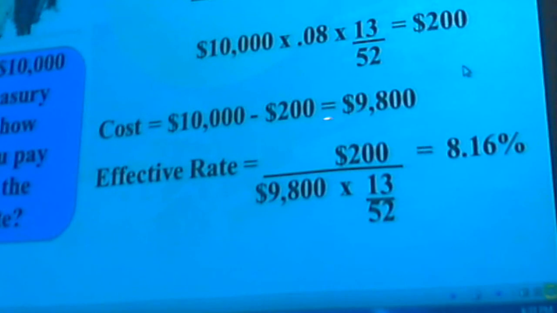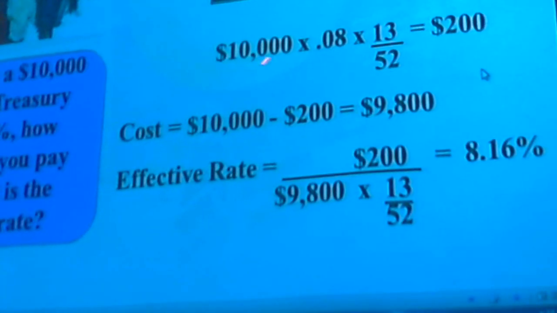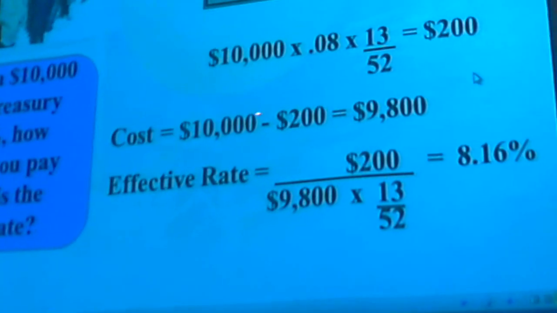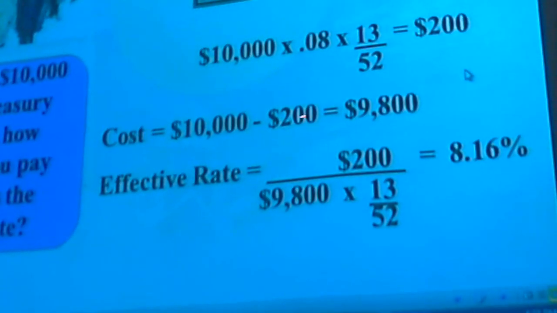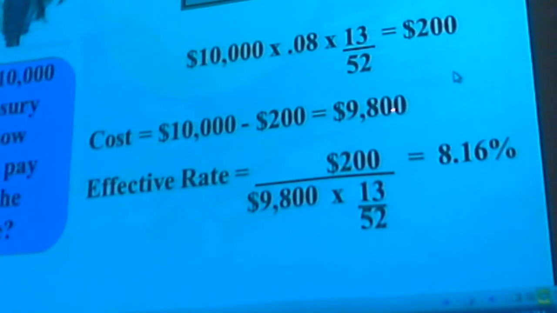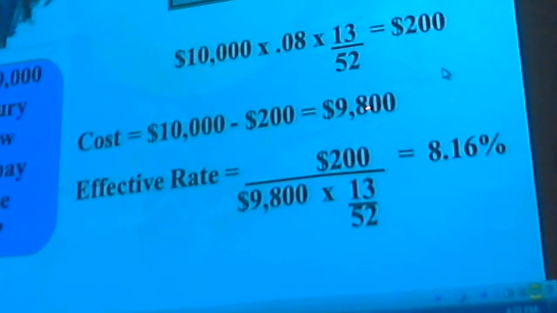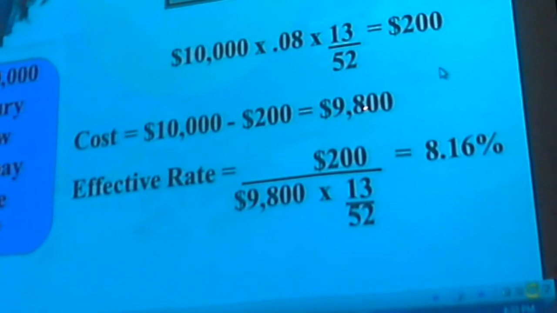Now what they're doing, the cost, this is what's happening. We're taking the amount that you're loaning to the government. We're subtracting the interest, and this is what you're paying. This is what you're paying, your cost for that Treasury bill. Follow me along to the end before you ask any questions.